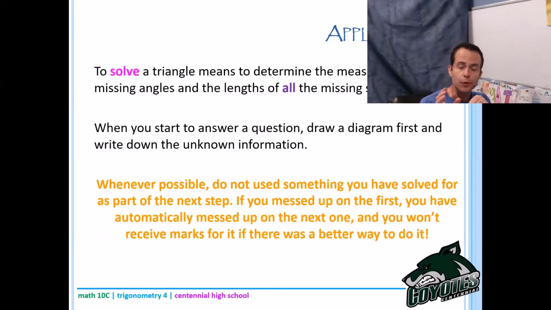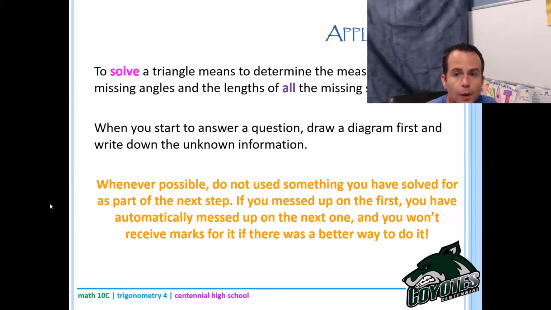Now we're going to ask a question where we just say, solve the triangle. There are 6 things in a triangle. There are 3 sides and there are 3 angles. So 6 things altogether. I can give you any 3 of those, and you now have the ability to give me the other 3. So when you see the phrase solve the triangle, you're trying to figure out everything that was not given to you in the first part of the question.